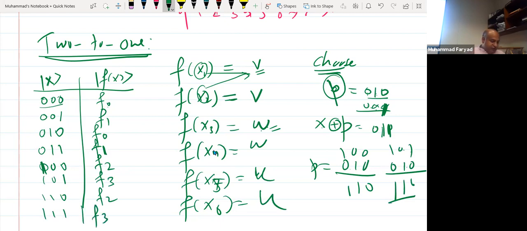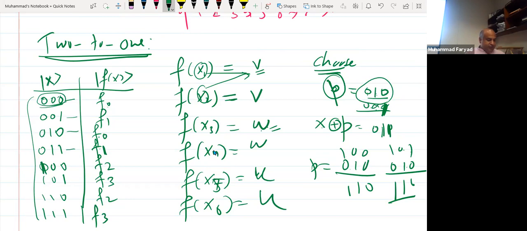So now you see this function maps this input and this input to the same output, and this input and this input to the same output, and so on. And this time the secret bit string was p equals 010. So we generated a 2-to-1 function by doing this: we started with the input bit strings, 0 0 0, 0 0 1, 0 1 0, etc.